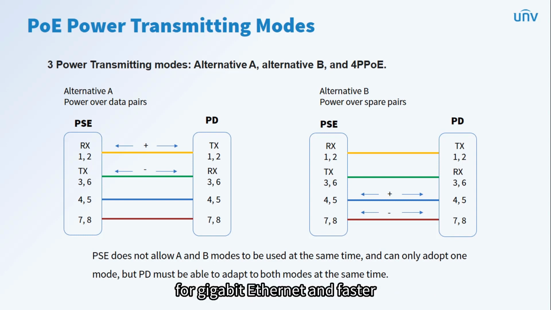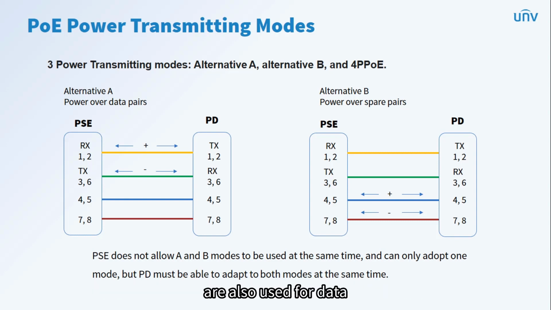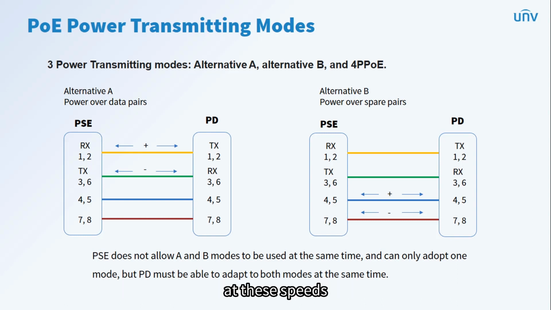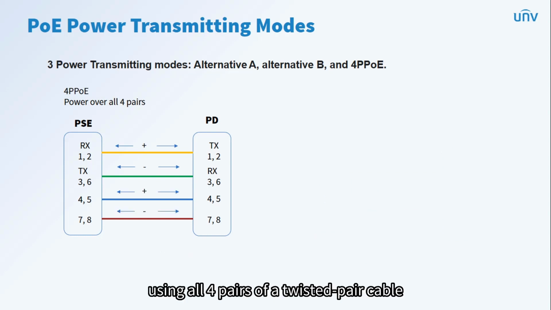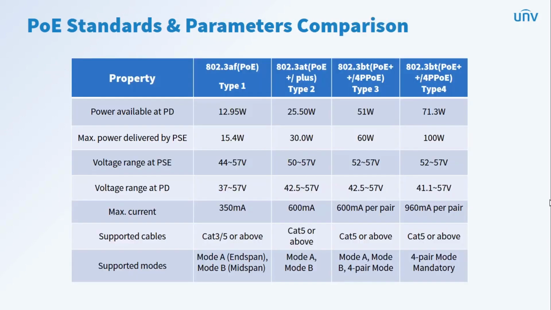For gigabit Ethernet and faster, both alternatives A and B transport power on wire pairs that are also used for data, since all 4 pairs are used for data transmission at these speeds. 4-pair PoE provides power using all 4 pairs of a twisted pair cable. This enables higher power for applications like pan, tilt, zoom cameras and high-performance WAPs.